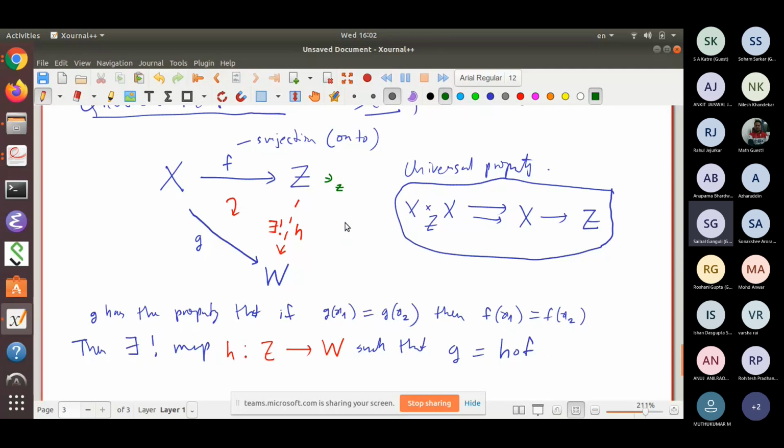Okay. So I want to know where to send it. Where should I send it? Now this z has to come from some x. Let's say that it comes from x, because this is surjective. So now this z has to be equal to Fx. So now send this z to Gx.